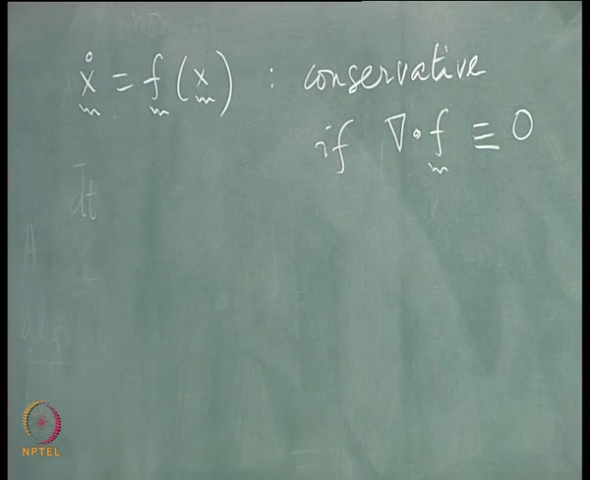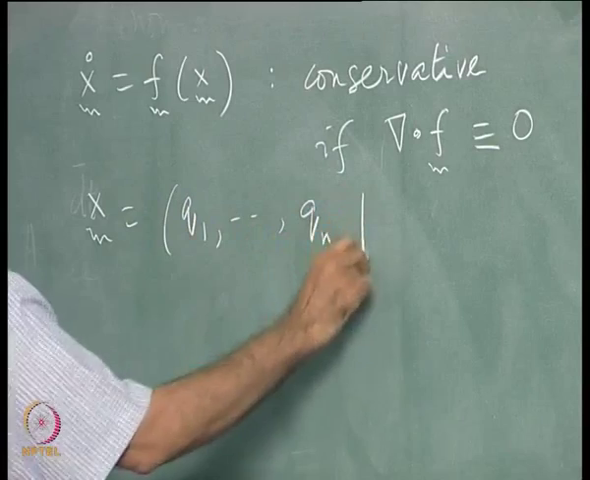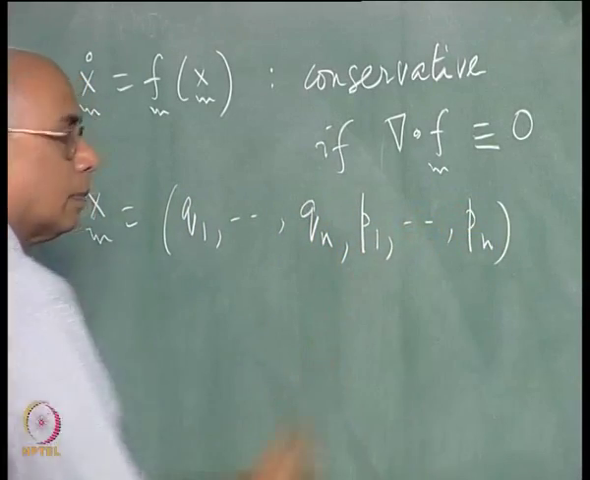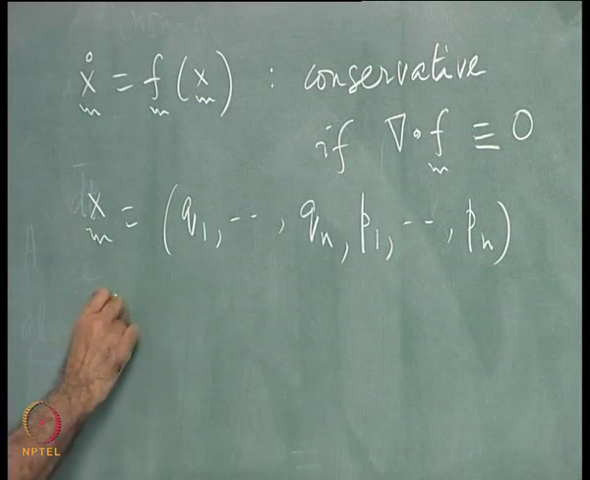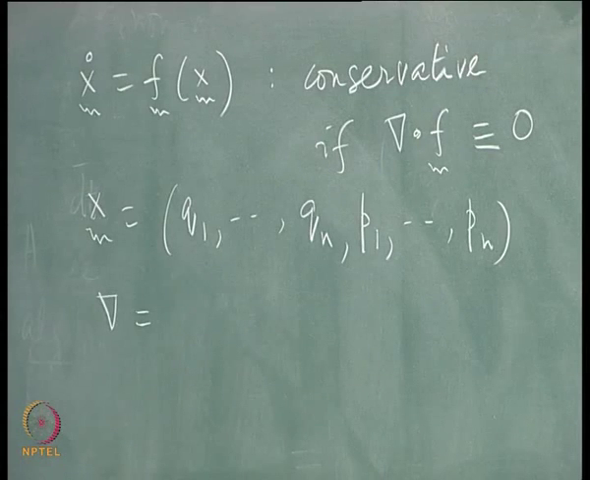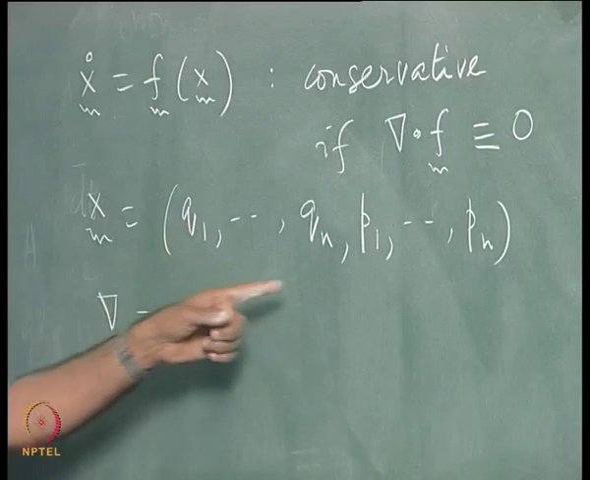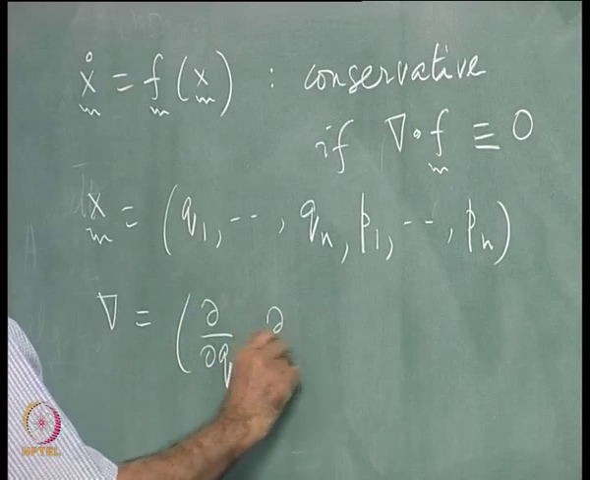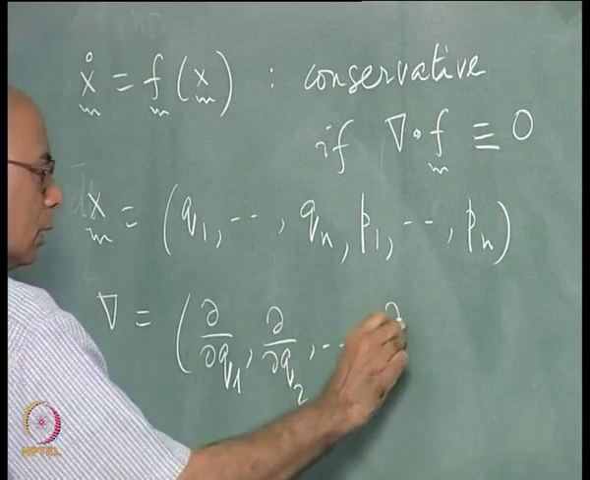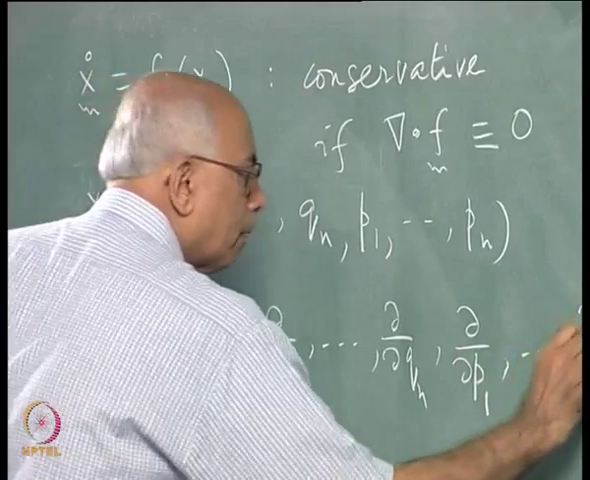Well, we now have a Hamiltonian system for which our x is really q_1 to q_n, p_1 to p_n. It is a 2n dimensional dynamical system. What is the gradient operator in this terminology, in terms of the q's and p's? The gradient operator is one which has components which are the partial derivatives with respect to all the dynamical variables. So it simply stands for ∂/∂q_1, ∂/∂q_2, ..., ∂/∂q_n, ∂/∂p_1, ..., ∂/∂p_n.